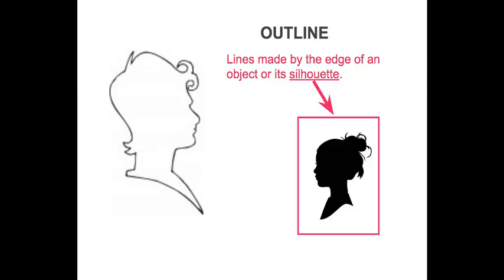On your last virtual day, you got to look at the characteristics of line and completed a line worksheet. Here are some other types of lines that we will be using this year in a variety of our assignments. An outline is lines made by the edge of an object or its silhouette. This is how we trace. So those of you tracing your hand, bringing you back to elementary school when you would make those turkeys, that is an outline of your hand.